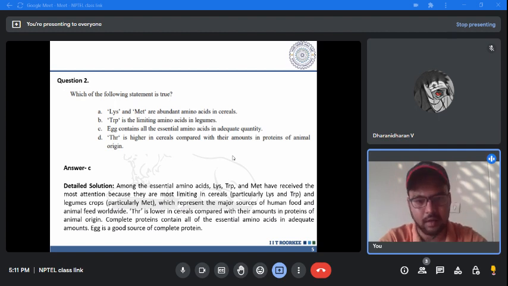Threonine is lower in cereal compared with proteins of animal origin. Complete protein contains all the amino acids in adequate amount. Egg is a good source of complete protein. So if you need full nutrition, we must take egg, if you are non-vegetarian. Otherwise, you need to go for other alternatives for all these amino acids or protein.